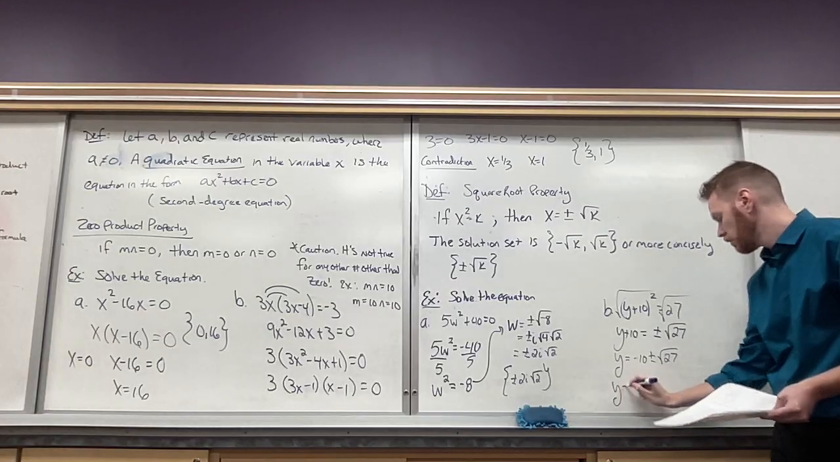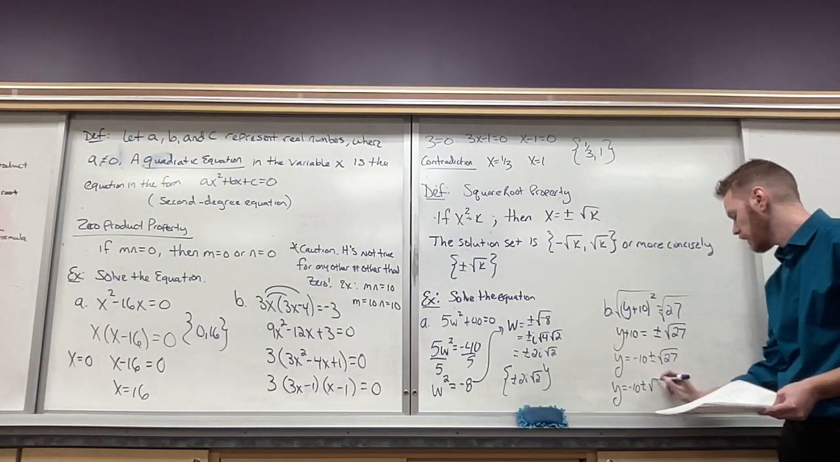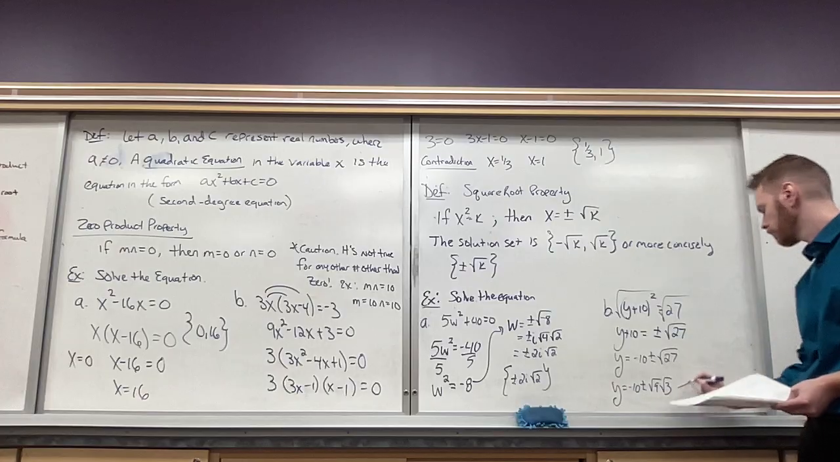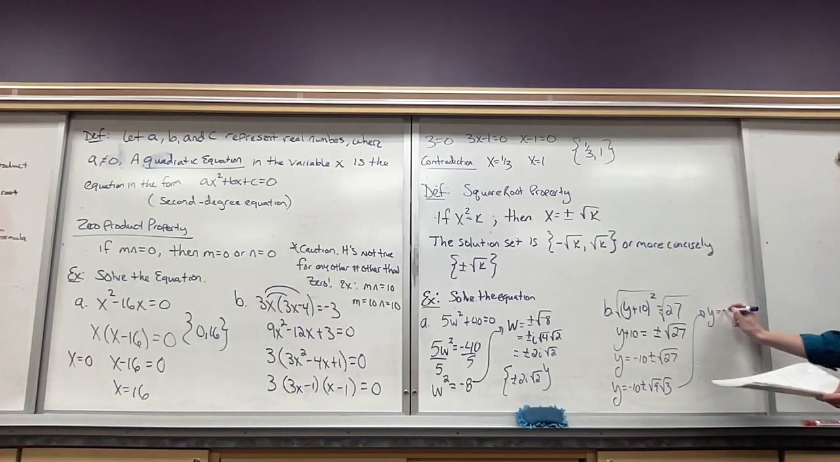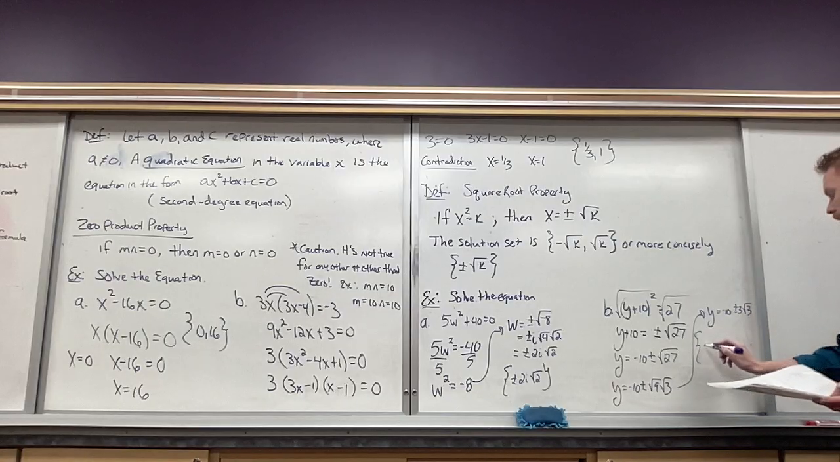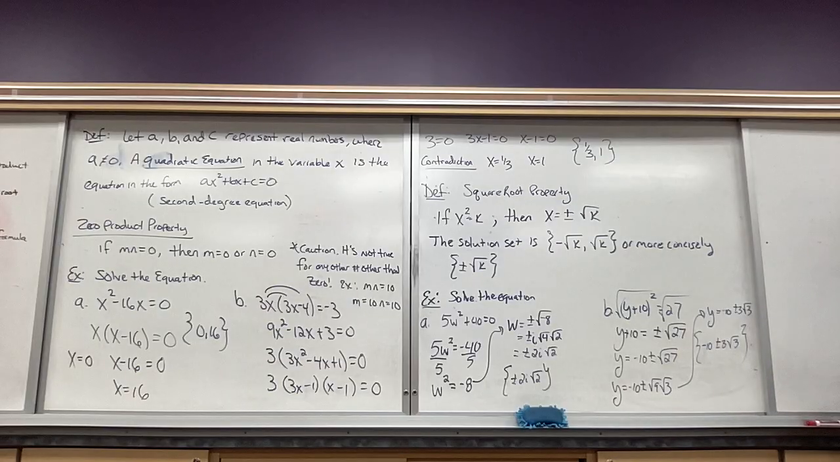Still break down the square root of 27, that's 9 and 3. So that gives me negative 10 plus or minus 3 square roots of 3. And then we'll just put in the brackets. Man, I'm having a hard time writing today. There we go. So our solution set is as follows. That's a square root property.